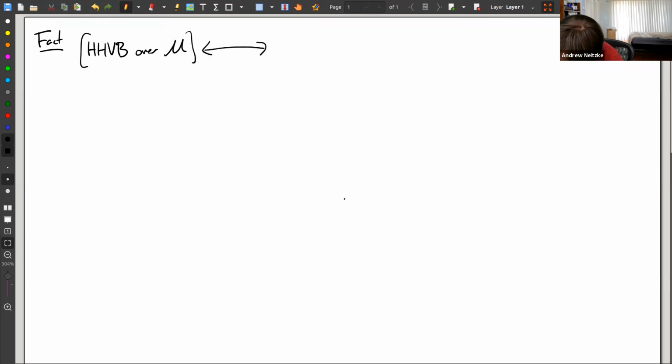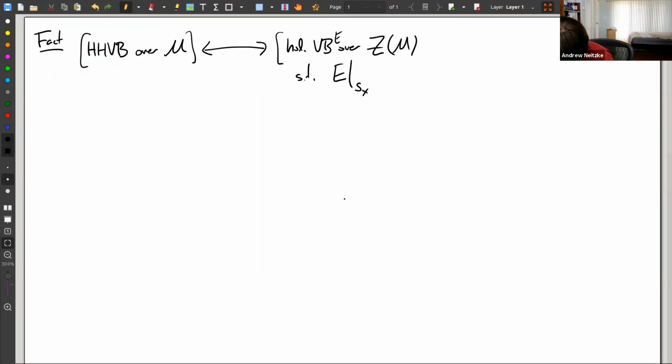So let me, I guess I'll just say it now since you mentioned. So there's a fact: hyperholomorphic vector bundles over the hyperkähler space M is equivalent to holomorphic vector bundles over the twistor space Z of M, but satisfying a condition. So let's call it a holomorphic vector bundle over the twistor space E, such that E restricted to each twistor line is holomorphically trivial.